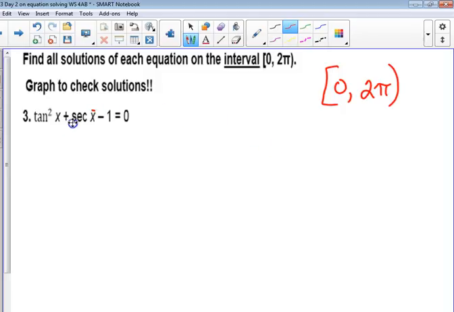Is something equal to secant minus 1 is Kate's question. I think it'd have to be a secant squared minus 1. Okay, what is the relationship as it's stated on your blue sheet, guys? 1 plus tangent squared equals secant squared. Okay.